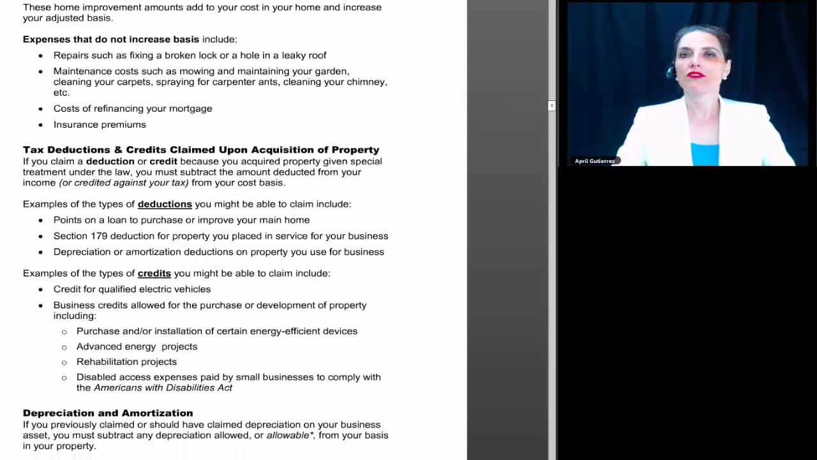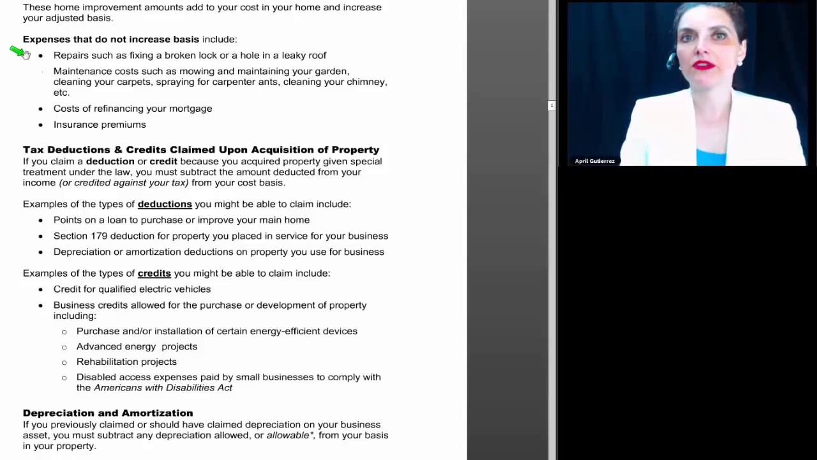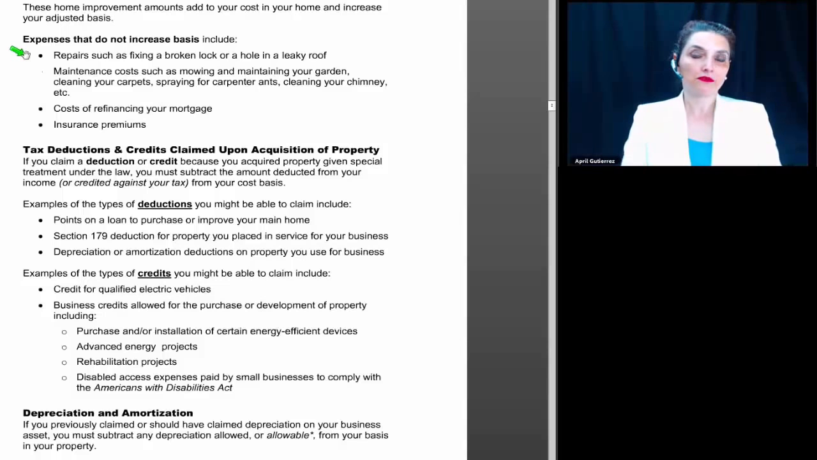So what expenses do not add to basis? Well, expenses that don't add to basis include repairs, such as fixing a broken lock or a hole in a leaky roof. So how do you draw the line? Sometimes it's not real obvious what's an expense and what's an improvement. Quite frankly, I don't necessarily always agree with the IRS on what is an expense and what is an improvement.